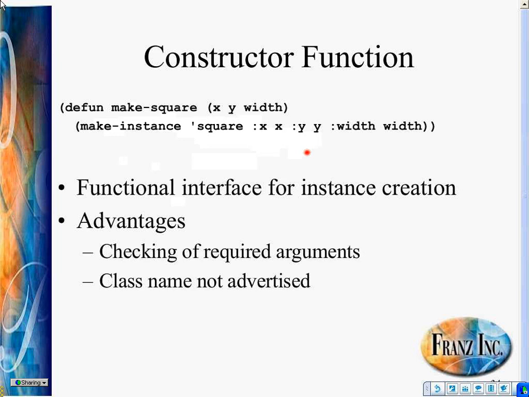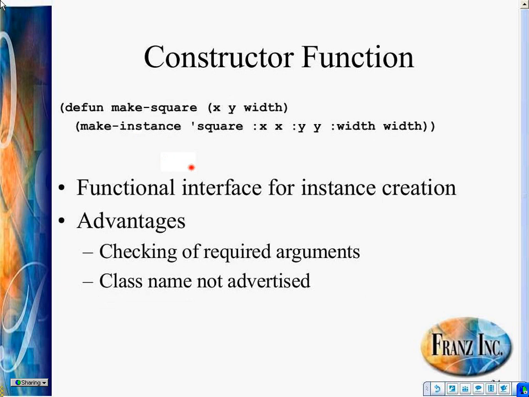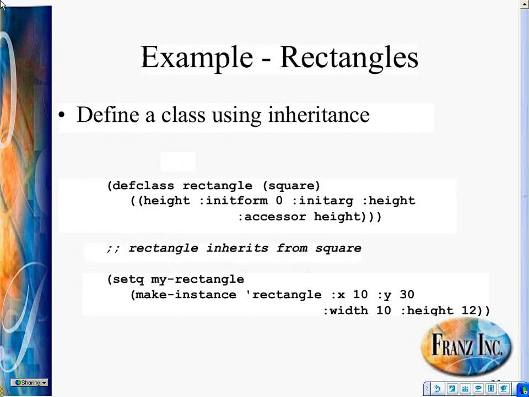But if you had calls to make-instance with quote square and so on, you'd have to go find all of those, which is not the easiest thing to do in a big program, and modify them in order to use the slots A and B instead of the slots X and Y. So that's what it means down here. The class name is not advertised. You're not telling your users about the internal structure of what you're doing, because when you don't tell your users about the internal structure, it's always easier to change the internal structure.